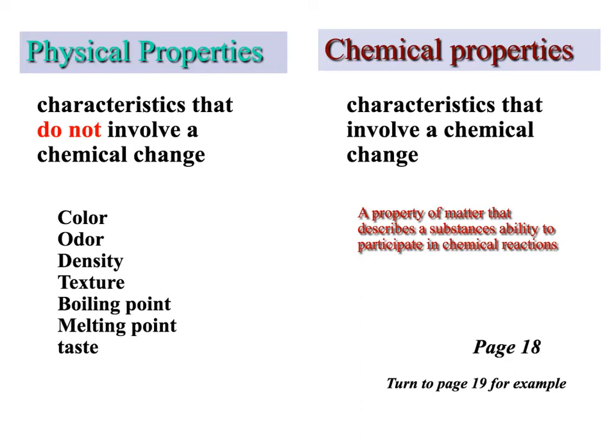Density, we're going to talk a lot about density later. Texture, some things have a very rough texture. Some substances have a smooth texture. Some substances are sticky and some aren't. Boiling point is the temperature at which something will boil. Melting point is the temperature at which something will melt. Water is easy to melt, but iron nails not so easy to melt. You'd have to add a lot more energy for that. Taste is a physical property, but we don't use that in the laboratory. We don't taste things in the lab. That could be dangerous. We wouldn't do that.